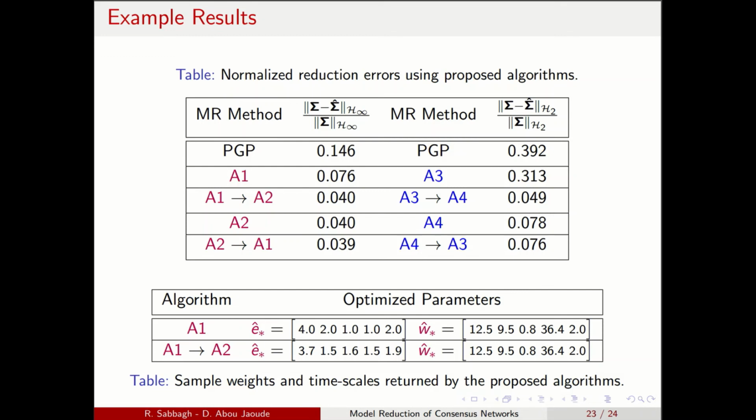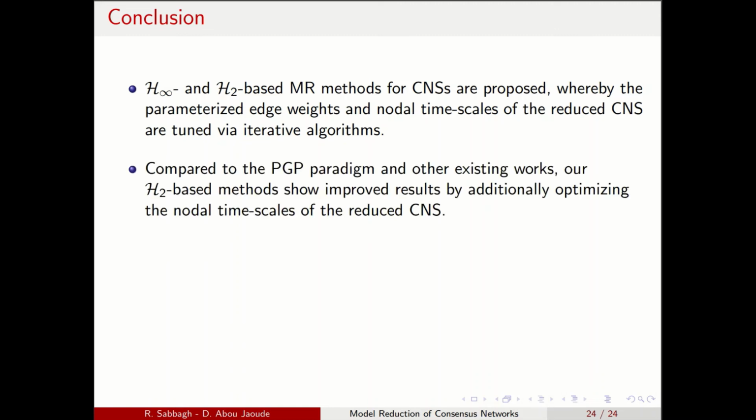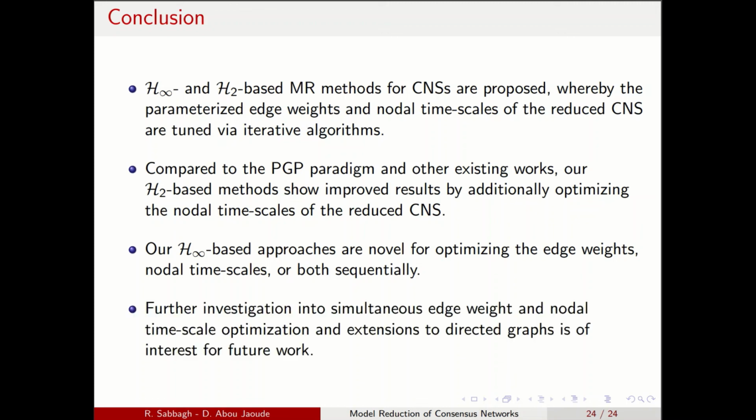To conclude, we proposed H-infinity and H2-based model reduction methods for consensus network systems, where the reduced network is parameterized and its parameters are tuned via iterative algorithms. Compared to the Petrov-Galerkin projection paradigm and other existing works, our methods show improved results by additionally optimizing the nodal timescales of the reduced network. Our H-infinity-based approaches are novel for optimizing the edge weights, nodal timescales, or both sequentially. And finally, further investigation into simultaneously optimizing the weights and timescales and extensions to the work for directed graphs is of interest for future work.